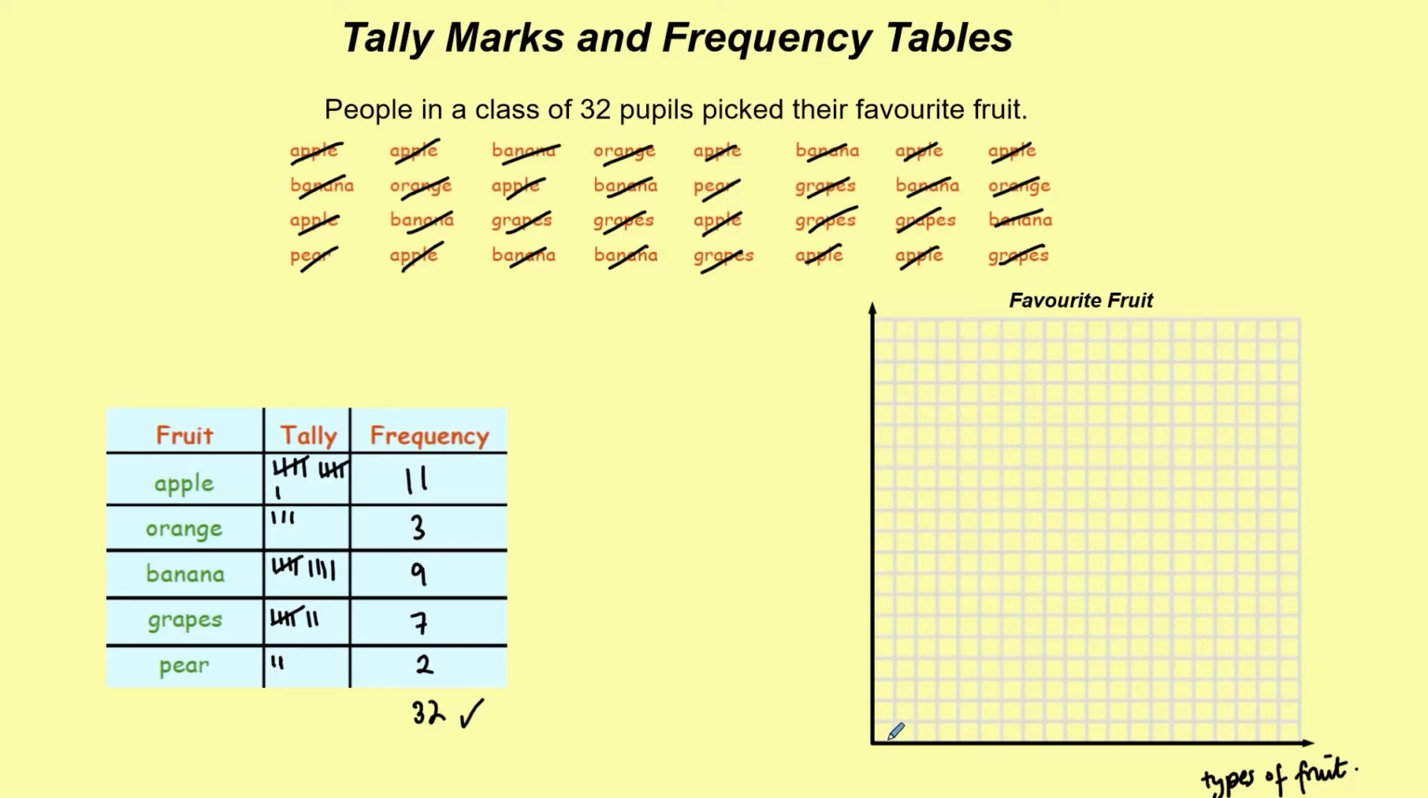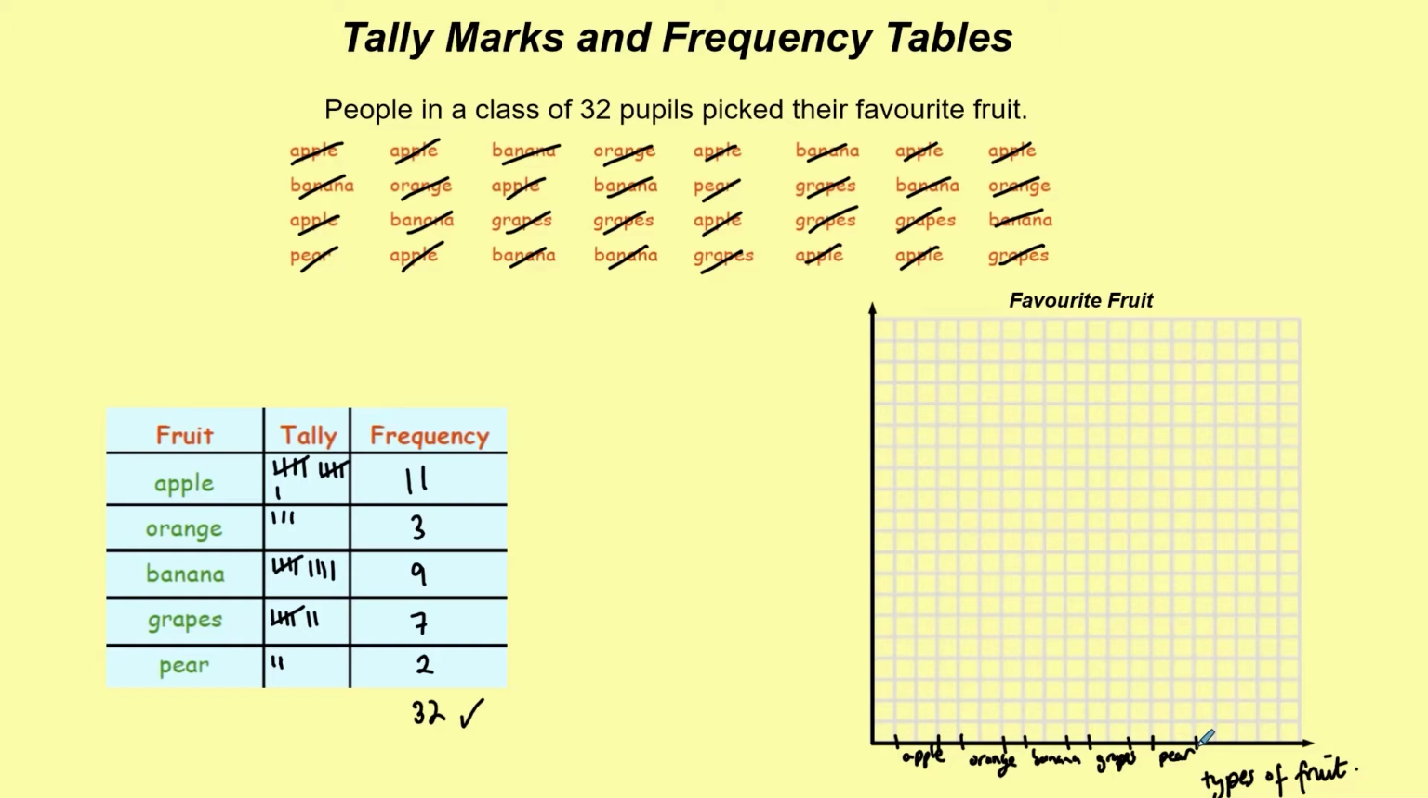So I'm going to start at the bottom here. We're going to leave a space, and we've got 5 fruits, so that should give us plenty of space if we do two boxes for each fruit. So we've got apple in the first one, then a space, then another 2 boxes, orange, then a space, and another 2 boxes, banana, and another 2 boxes, grapes, and another 2 boxes here, and pear.